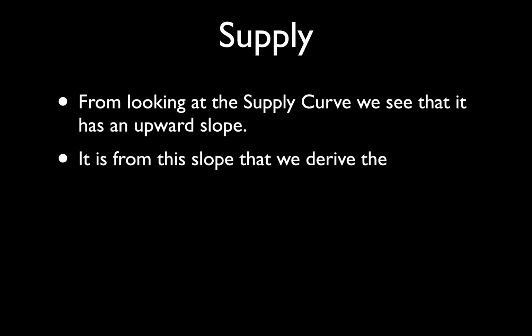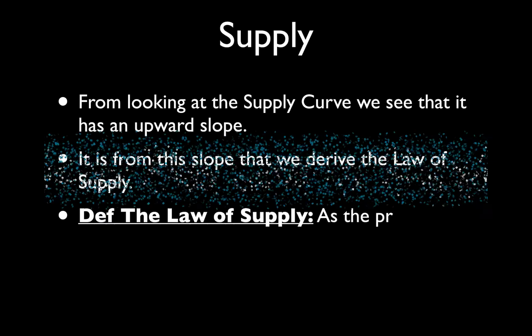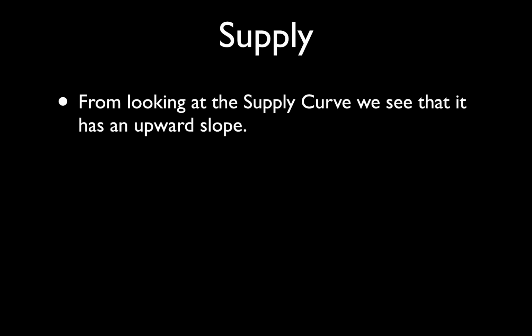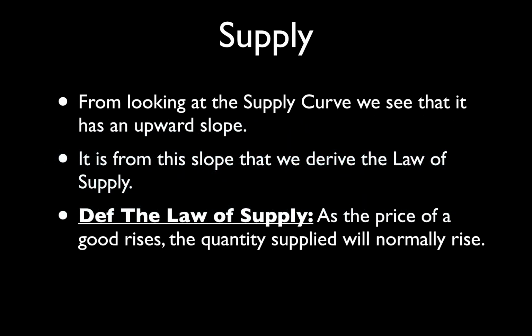Now, I've said all that. It's from this slope that we get the law of supply. So what's the law of supply? As the price of a good or service rises, the quantity supplied will normally rise. In the next video, we shall look at two exceptions to the law of supply, but it's important to keep this in mind. The law of supply states that as the price of a good rises, the quantity supplied will normally rise.